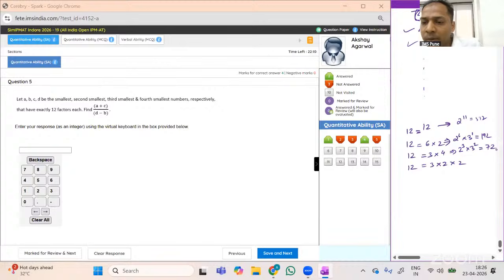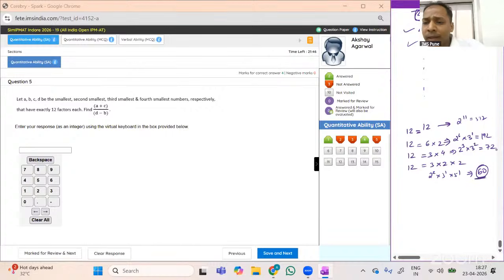And in this case, it would be 2 square into 3 into 5. 2 square is 4, 4 into 3 is 12, 12 into 5 is 60. Basically, 2 square into 3 raised to the power 1 into 5 raised to the power 1. So in that case, the number of factors would have been 12. I think the smallest value that we are achieving is over here.